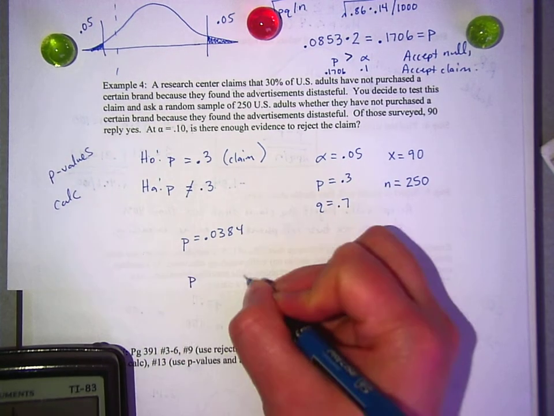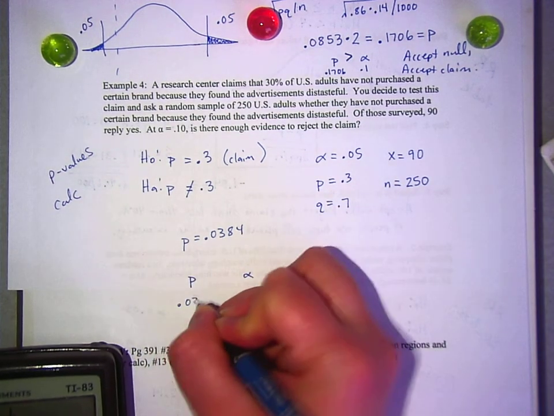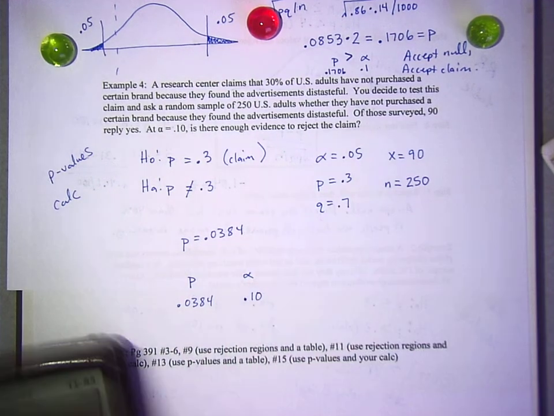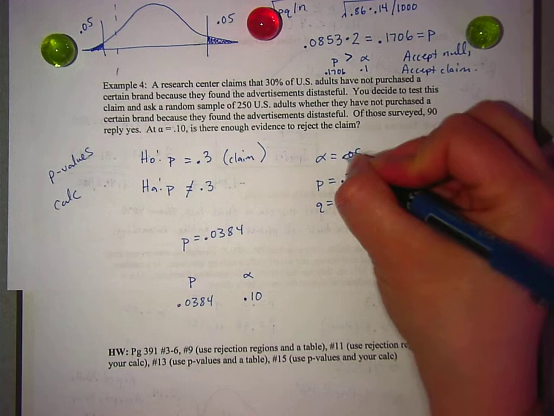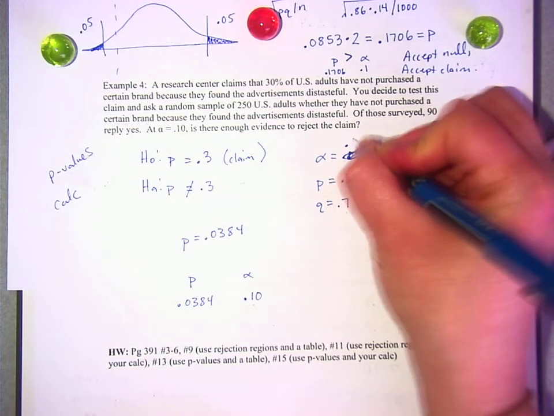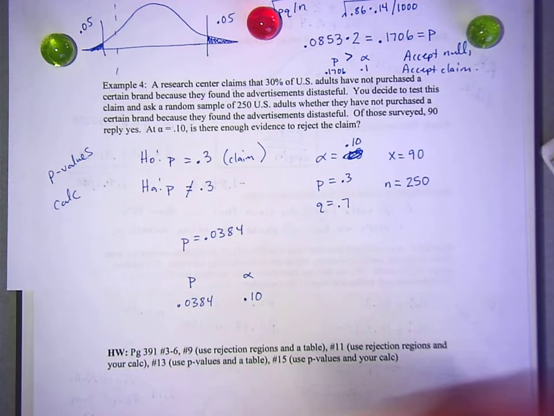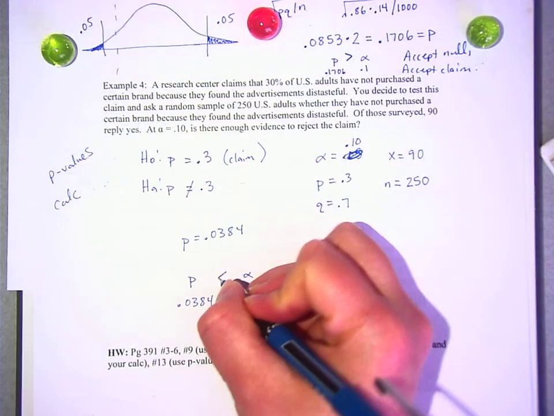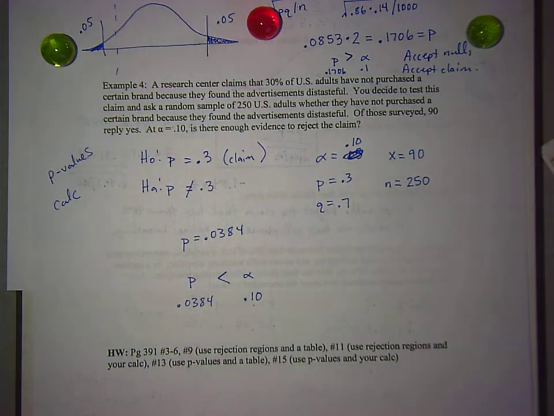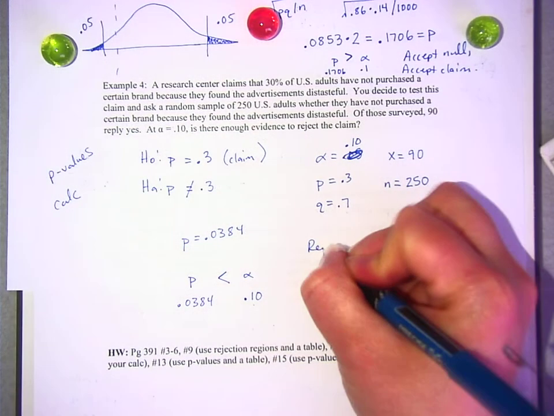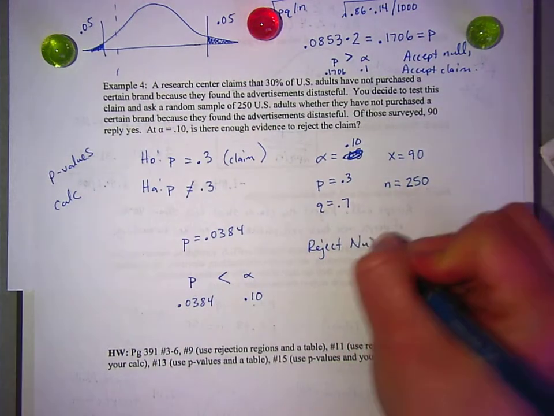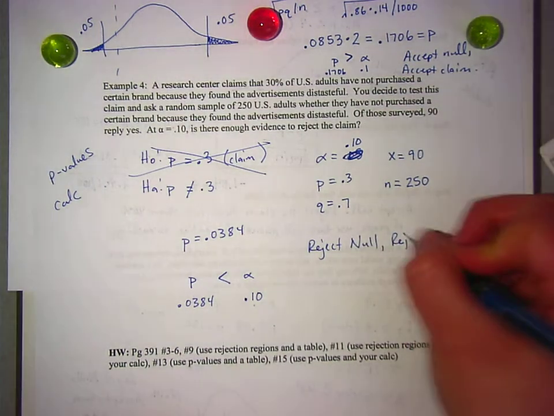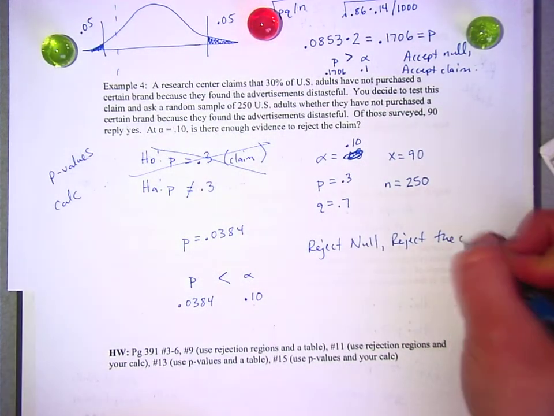All right, so we got p, we got alpha. P is 0.0384. Alpha was what, 0.10? Mm-hmm. Okay. I don't know why I wrote 0.05 up here. That was wrong. All right, so which one's bigger? Alpha. All right, so what does that mean? Reject the null. Good, we're going to reject the null. What does that mean about our claim? Rejected.